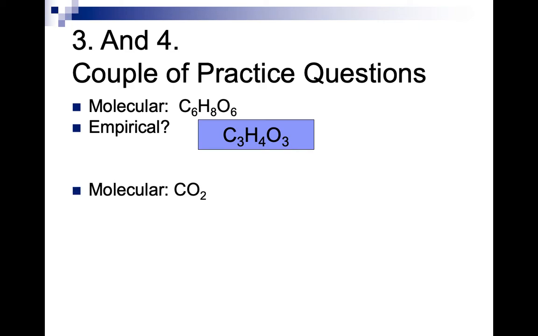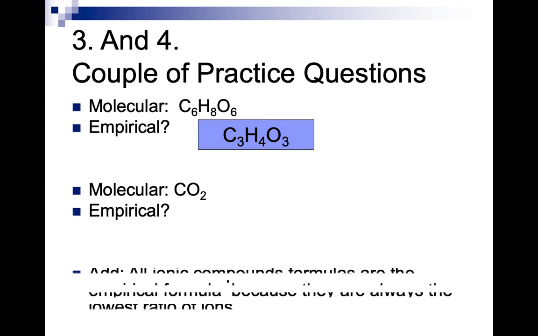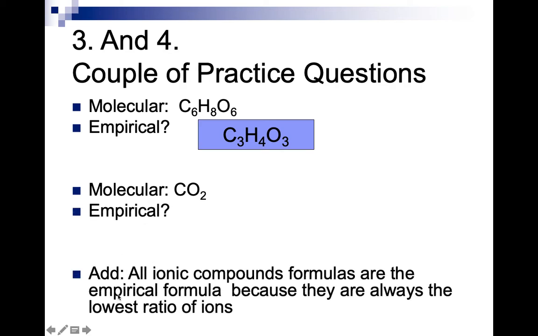Try another one. Now this one's a little bit trickier. If the molecular formula is CO2, what do you think the empirical formula is? Well, here's a little note. All ionic compound formulas are the empirical formula because they are always in the lowest ratio of ions. So as you notice, CO2 is already in its lowest ratio. Therefore, the molecular formula and the empirical formula are going to be the same. So in this particular case, the empirical formula of CO2 is, you guessed it, just CO2.